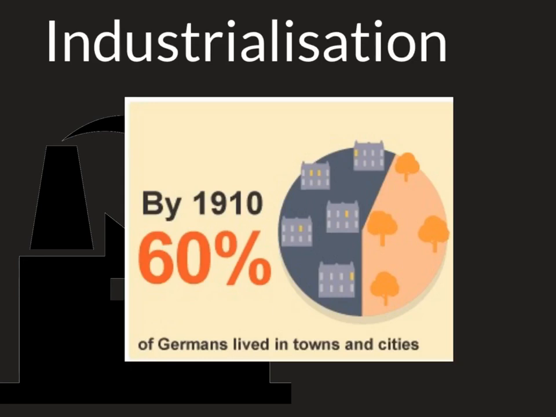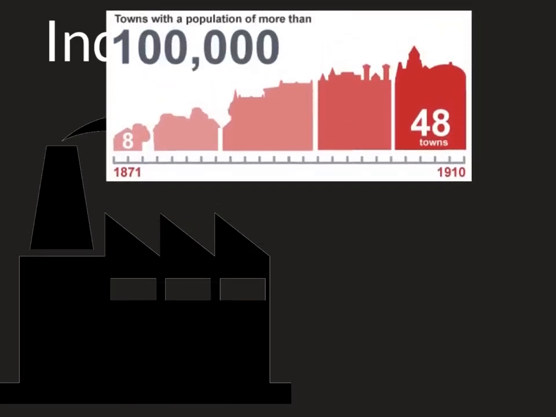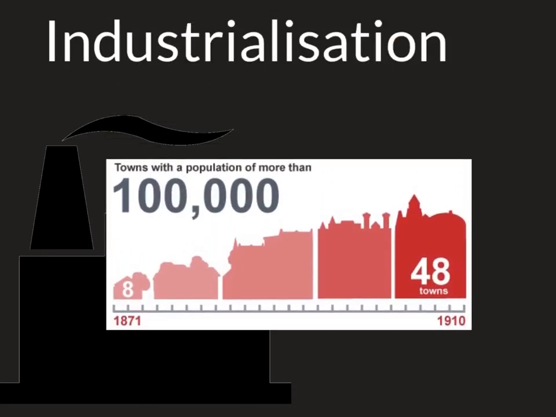One of the most noticeable changes during this period is the amount of people moving from the countryside to live in the towns and cities. By 1910, 60% of Germans lived in towns and cities. And a more noticeable impact is the fact that the amount of towns with 100,000 people living in them skyrockets from only 8 in 1871 to 48 by 1910.